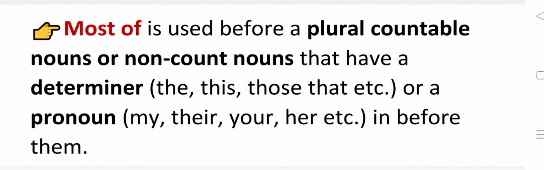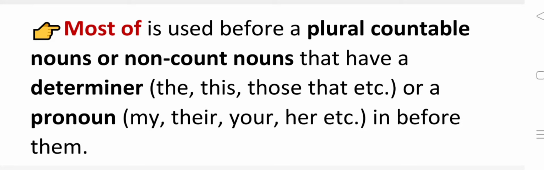In today's video, I am going to discuss most and most of, their differences with examples, and their usages with different examples. We normally use most and most of without knowing their differences and making mistakes. So in today's video, we will focus on the usage of most and most of.